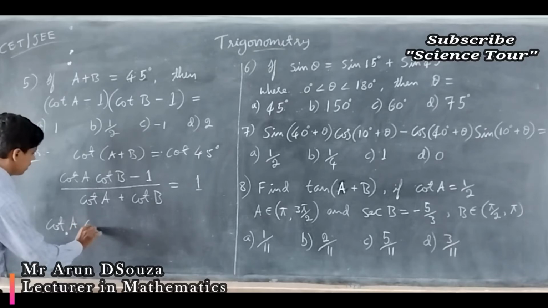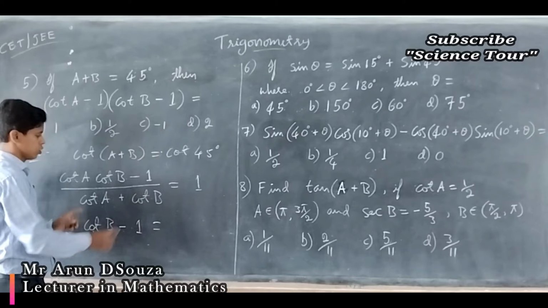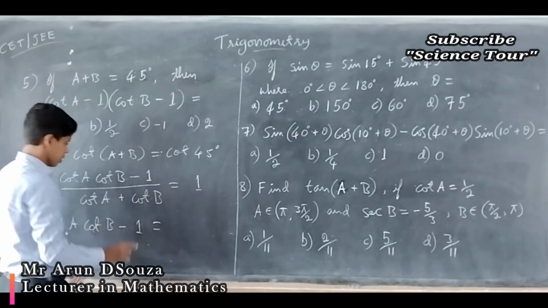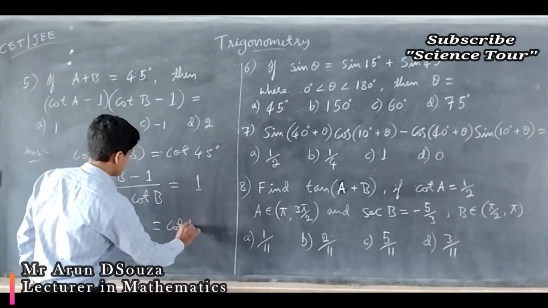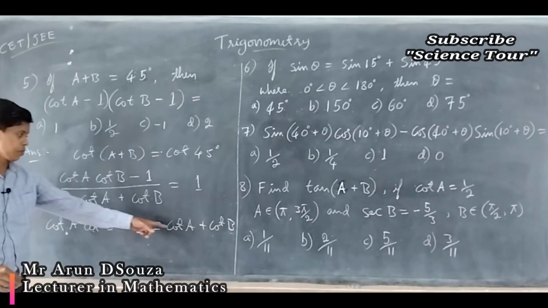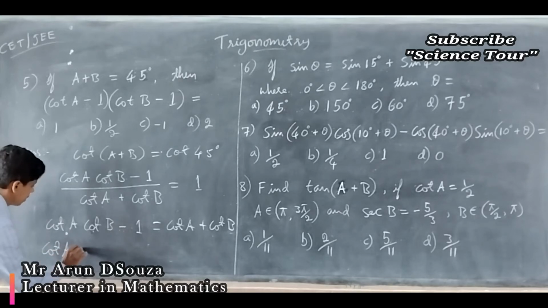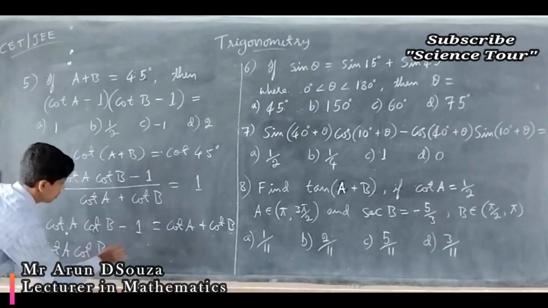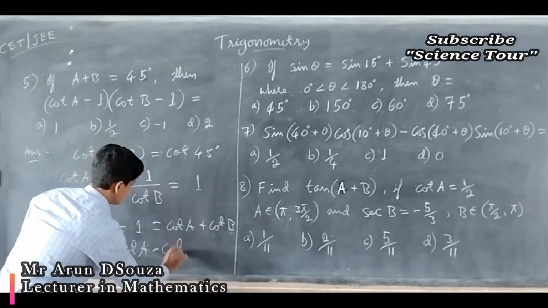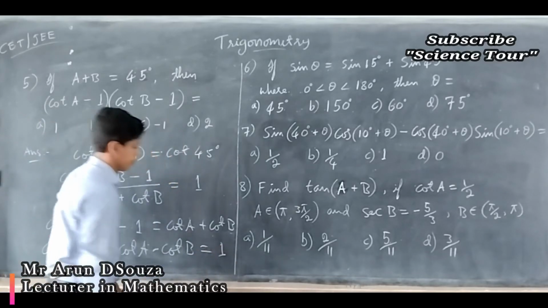So this is cot A into cot B minus 1, that is equal to, I am multiplying this whole term here. Multiplying it to 1 will give you the same expression, so cot A plus cot B. Now what am I doing next? I am bringing both these things to the LHS. So this is cot A into cot B, and this is minus cot A and minus cot B, that is equal to minus 1 becomes plus 1.